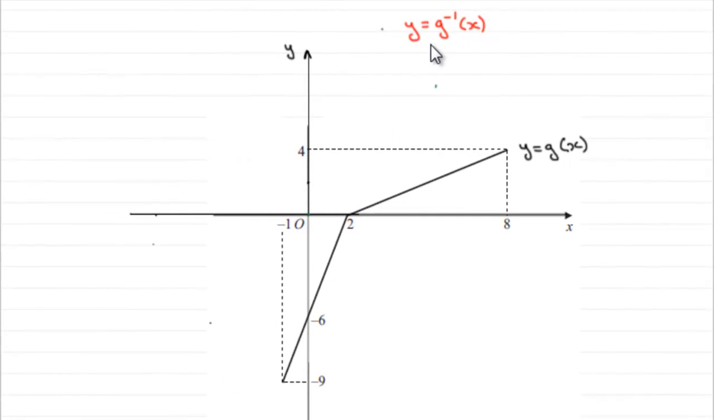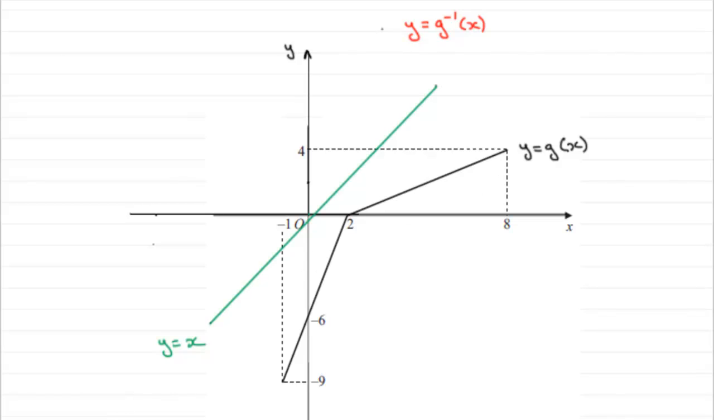Now, for this part of the question, we've got to draw the inverse function g to the minus 1 of x. And to do this, we should know the relationship between an inverse and the function g of x. It's a reflection in the line y equals x. Now, the line y equals x is a diagonal line that goes from, say, here to here, going through the origin, and we'll just mark that in as y equals x.